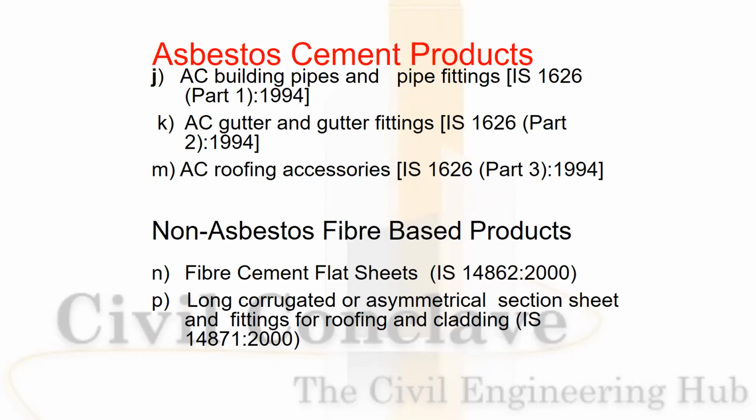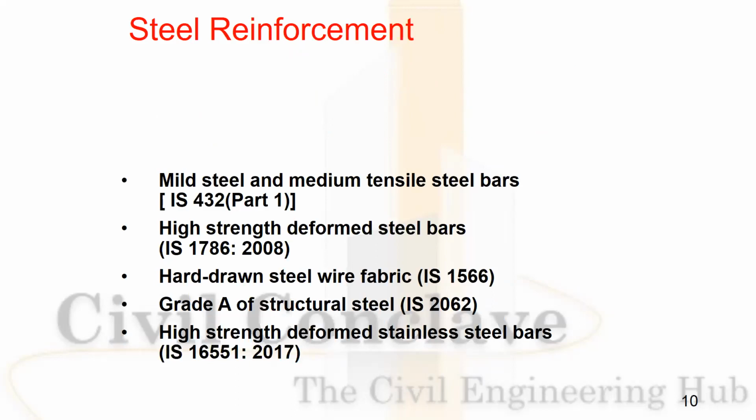Asbestos cement products. AC building pipes and pipe fittings, IS 1626. AC gutter and gutter fittings, IS 1626 Part 2. AC roofing accessories, IS 1626 Part 3. Non-asbestos fiber-based products. Fiber cement flat sheets, IS 14862. Long corrugated or asymmetrical section sheet and fittings for roofing and cladding will be IS 14871.